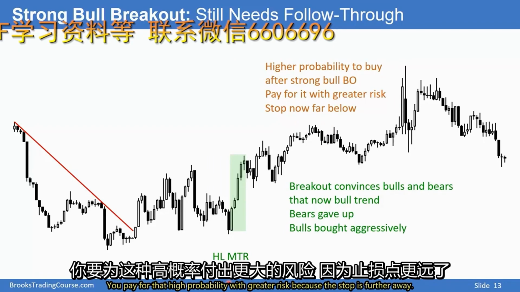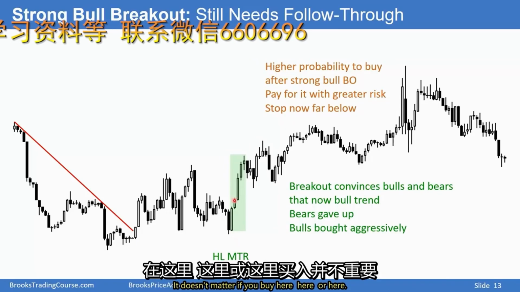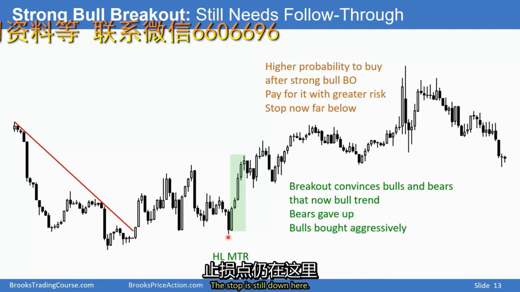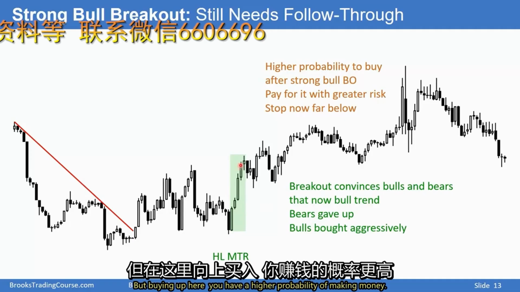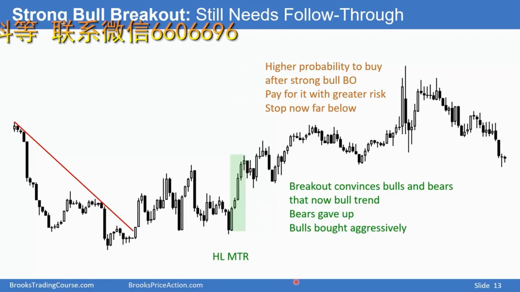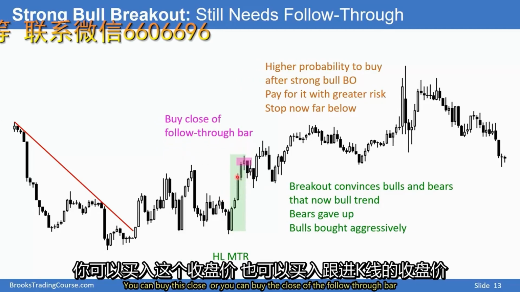Again, higher probability to buy after you see the strong bull breakout. You pay for that high probability with greater risk because the stop is further away. It doesn't matter if you buy here, here, or here, the stop is still down here. But buying up here, you have a higher probability of making money.